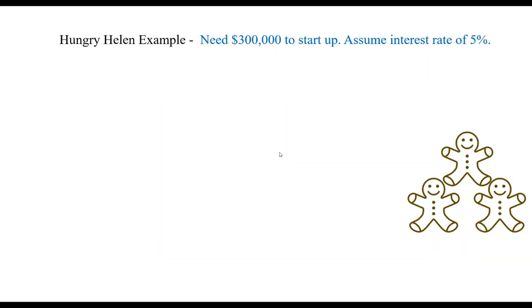Let's continue with Hungry Helen and try to sort out this concept of explicit and implicit costs, along with accounting and economic costs. So let's pretend to start the business, Hungry Helen needs $300,000. This would be to do things like buy equipment and rent a building or buy a building, those kinds of things. And let's also assume that the interest rate is 5%. Let's assume that that interest rate applies to both savings and if you borrow money. This just simplifies our analysis.